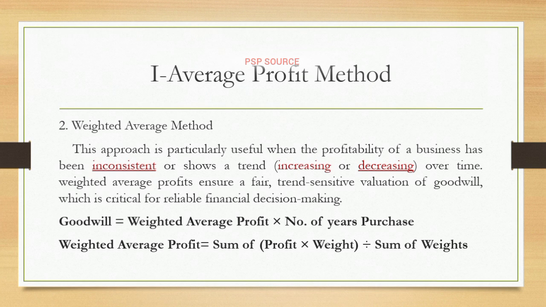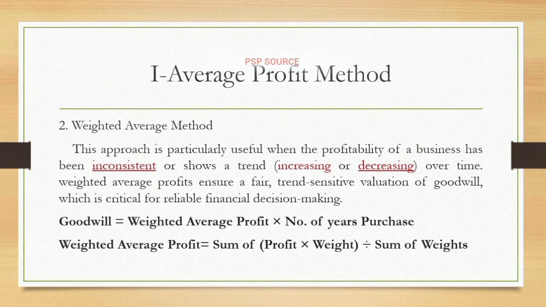So the weighted average method is suitable when we are facing inconsistent profit. This approach is particularly useful when the profitability of the business has been inconsistent or shows a trend, increasing or decreasing, which means more volatile over time. Weighted average profit ensures a fair, trend-sensitive valuation of goodwill, which is critical for reliable financial decision making.